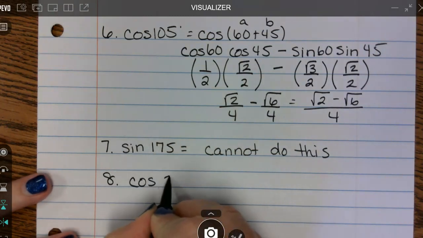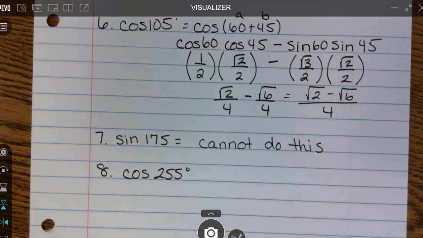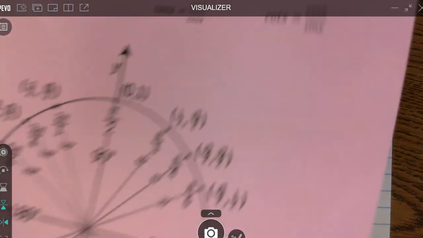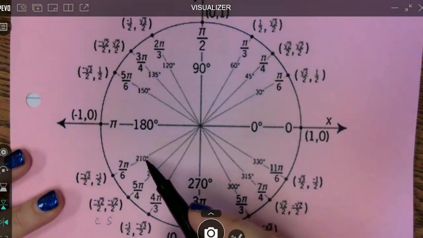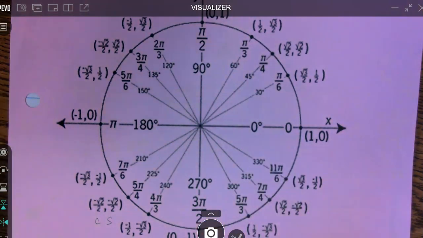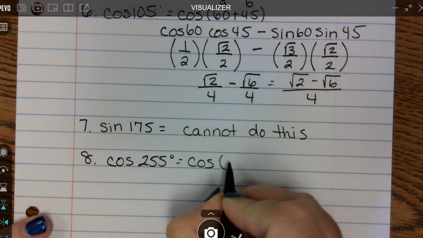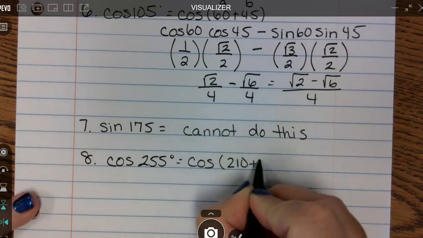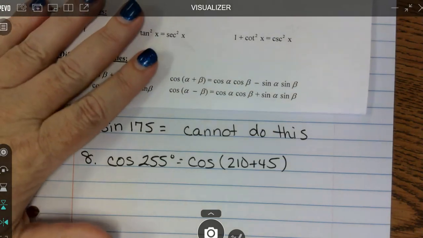Cosine of 255. Okay, let's see if I can do any better with this one. Cosine of 255. Okay, I see 210 and 45. Again, not the only way of getting it. 210 and 45. So here's my problem, my formula.